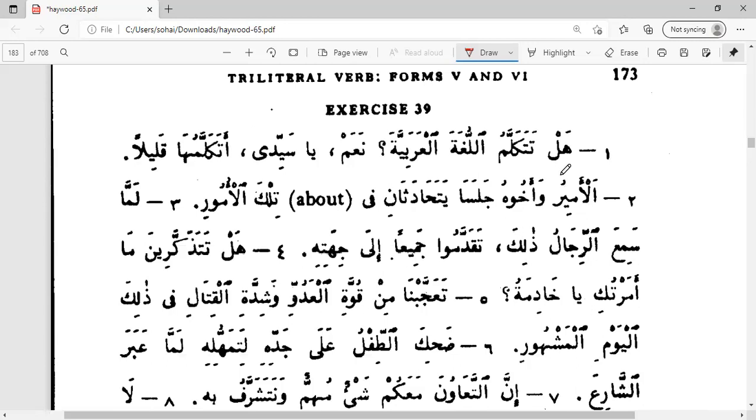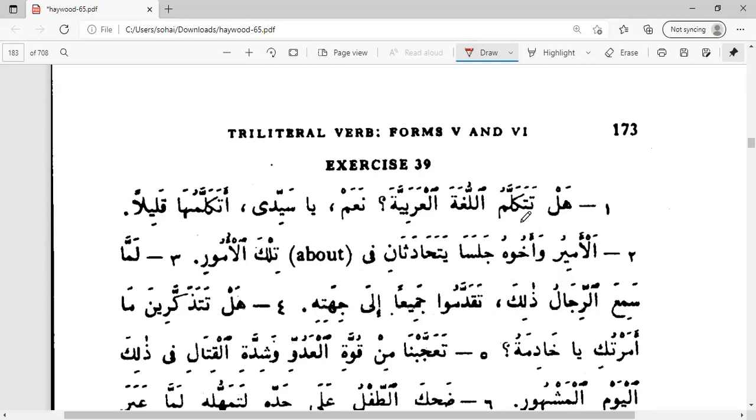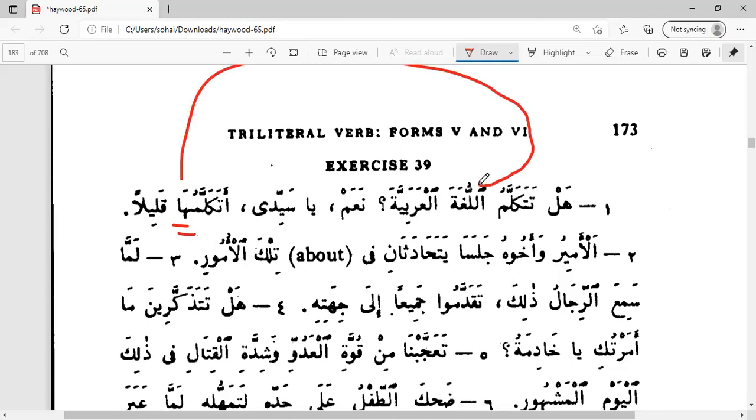So number 1, let's do the questions. Do you want to do number 1? هل تتكلمون اللغة العربية؟ نعم يا سيدي أتكلمها قليلا. Do you speak the Arabic language? Yes, sir. I speak it a little. Yeah, that's good. Obviously lugha is the object, so it's accusative. That's good. أتكلمها, ha refers back to lugha al-Arabiya. It's feminine, hence it's ha.